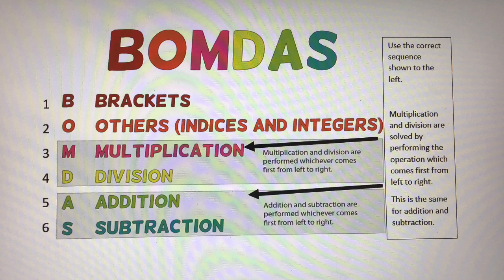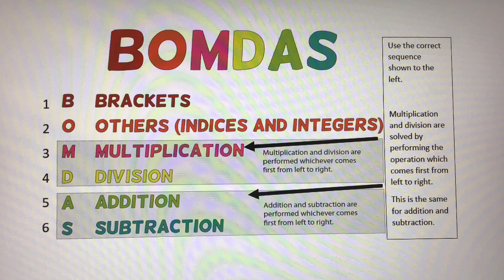This acronym BOMDAS will help you remember the correct order of operations. There are 6 different operations that we'll be talking about this week. The first that you will always complete will be brackets. So whenever you see a problem, say 3 times 4 within brackets, you will solve that first. Then you move on to others. Others are things like indices and integers, which we will talk about later in the week.